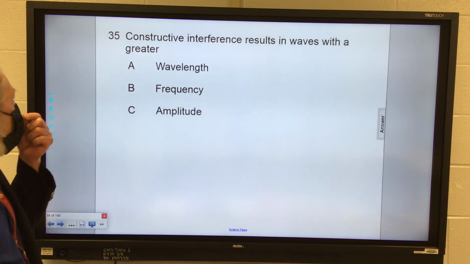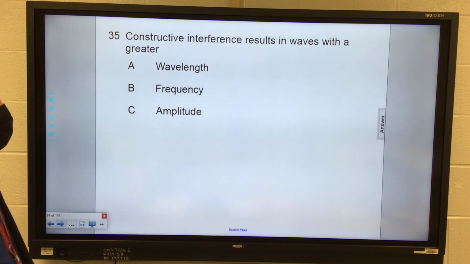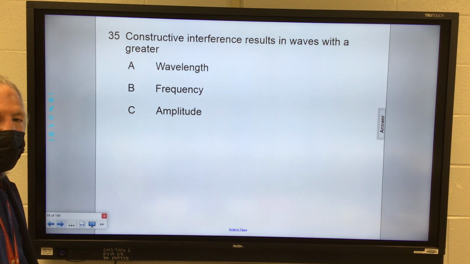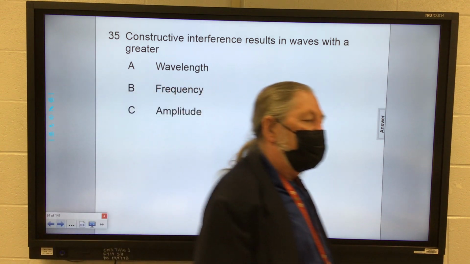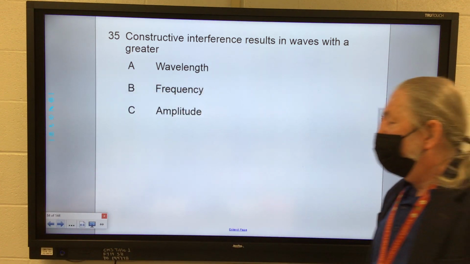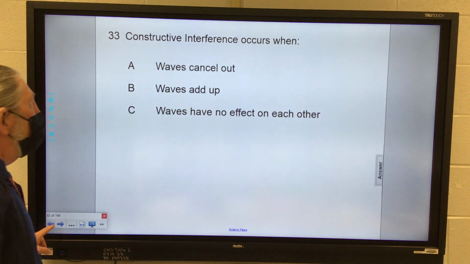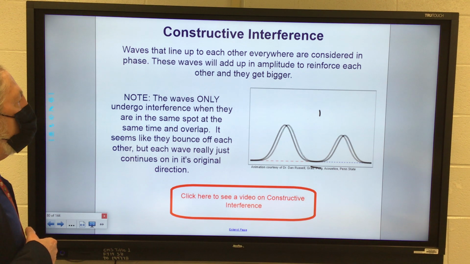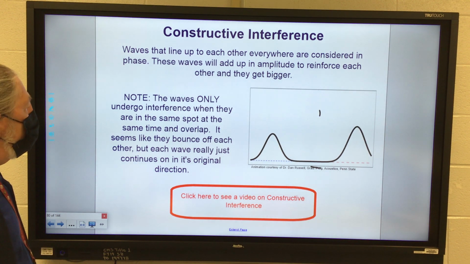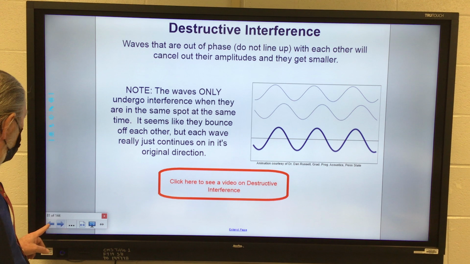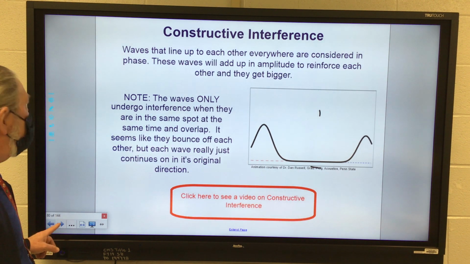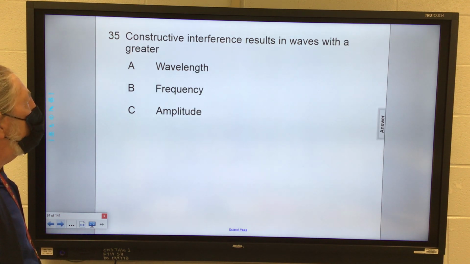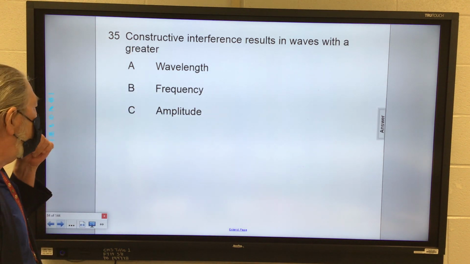All right, let's look at number 35. Constructive interference results in waves with a greater what? Wavelength, frequency, or amplitude? Mark your answer. And let me tell you, you can go right back here and get that answer. You can go back to slide 80 to get that answer. Whether it's wavelength, frequency, or amplitude.